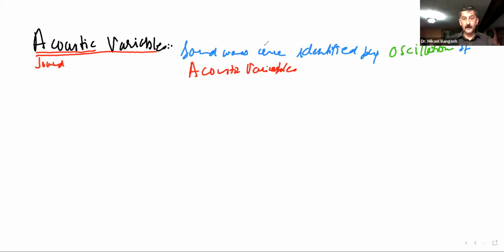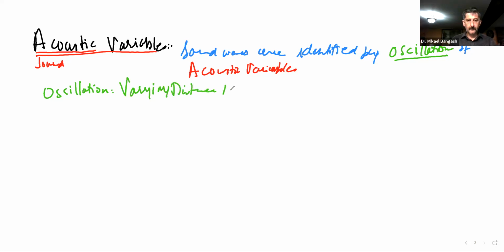Clear? Now the question may arise, what is oscillations? Oscillation is mainly the varying distance between particles. Which particles? The particles that move, which causes the sound wave to travel.